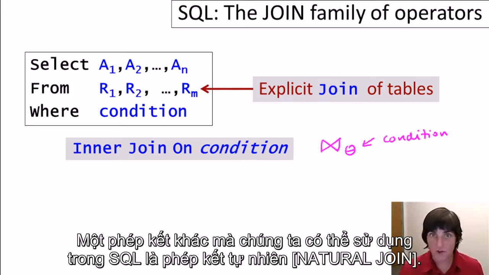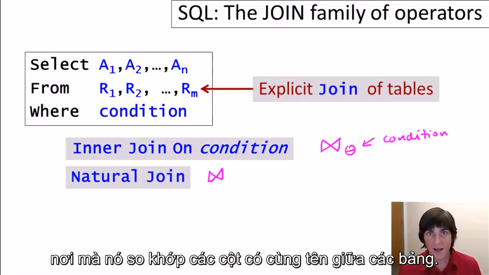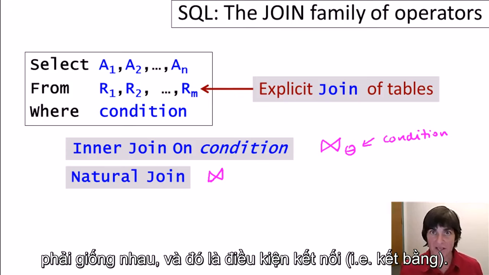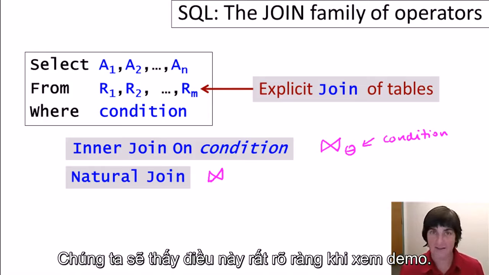The separate type of join we can use in SQL is the natural join, and that is in fact exactly the natural join in relational algebra, where it equates columns across tables of the same name. So it requires the values in those columns to be the same to keep the tuple in the cross product. And then it also eliminates the duplicate columns that are created. And we'll see this very clearly when we get to the demo.